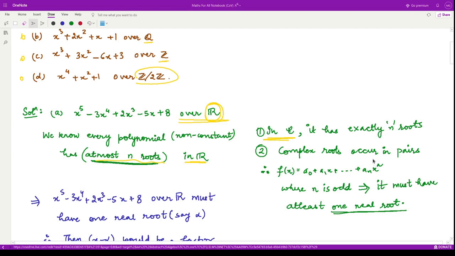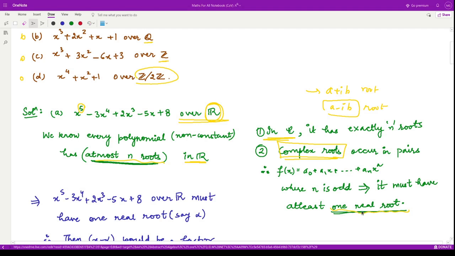Moreover, if the roots are complex in nature, they occur in pairs. Say if a plus i b is a root, then a minus i b must also be a root. Whenever there is a complex root, its conjugate is also a root. Therefore, the complex roots are always even in number. Now the degree of this polynomial is 5. That means we should have at least one real root for this polynomial, which you know by the results.